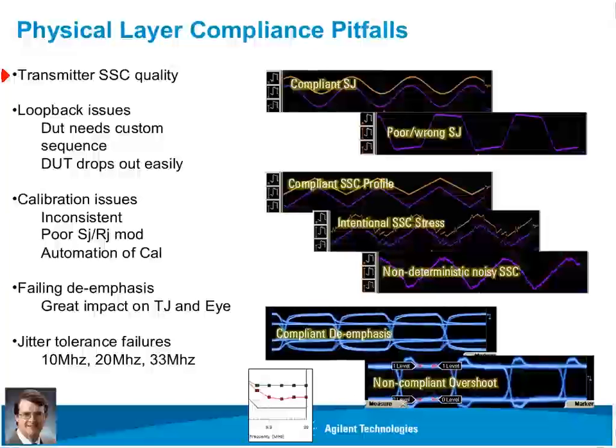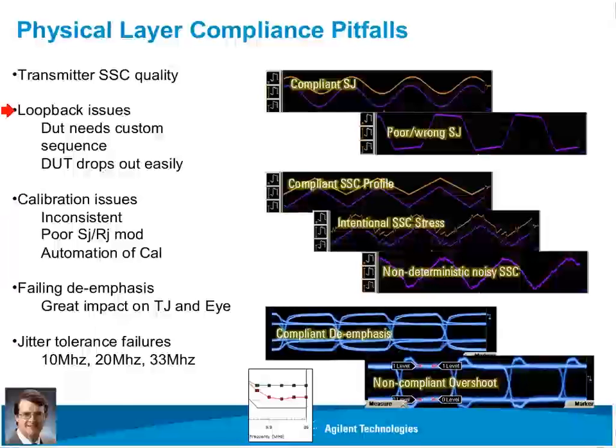The Jaybird has a unique capability to add intentional stress and distortion on the SSC to make sure the device can handle it. And this is an example of a capture of a noisy, non-deterministic SSC profile that we see on some early products. Receiver testing, I mentioned, is the biggest problem for most developers after they get their device up and running.